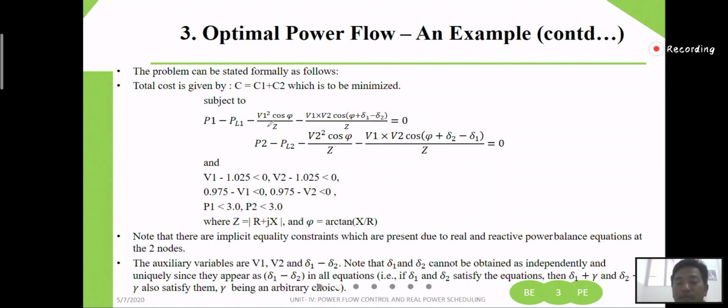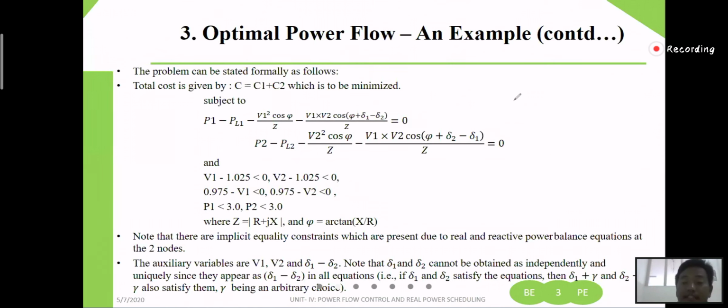So you can find it by this equation, right? V1 into V1 cos phi by Z minus V1 into V2 cos of phi plus del 1 minus del 2 by Z equal to 0. Another constraint, now we have to see from the other side, generator 2, PL2, and the same case. So here it will be V2 square cos phi by Z minus V1 into V2 cos of phi plus del 2 minus del 1. So you have to take note of this.